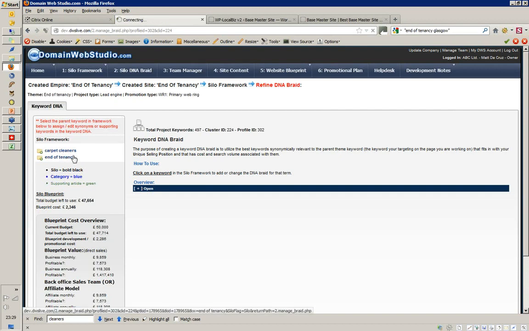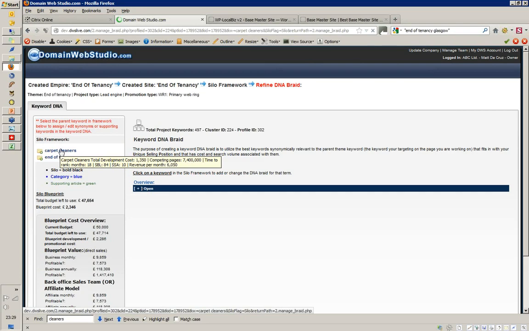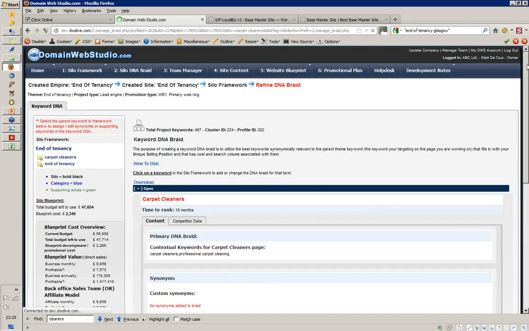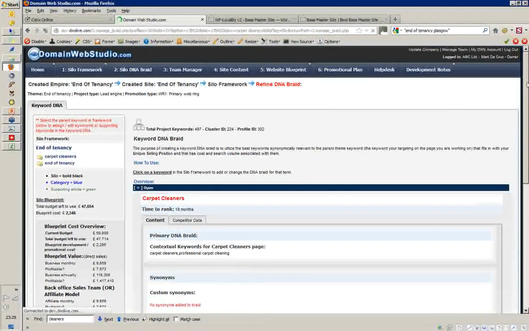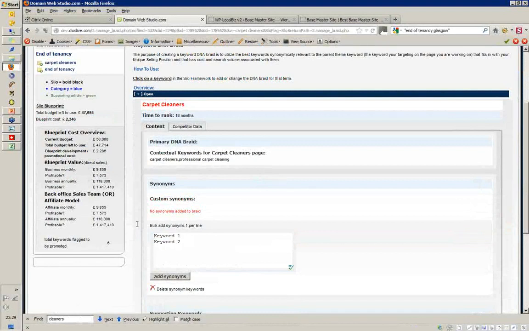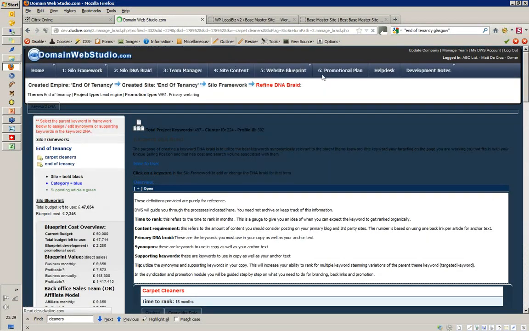Okay, so what happens is you click on a keyword and you just type the keyword in here. So we can just basically say we're looking for professional carpet cleaning. And I'm just going to type professional carpet cleaning in Hamilton. And I can just add that as a synonym or supporting keyword. Okay, and that will bind it to our story.